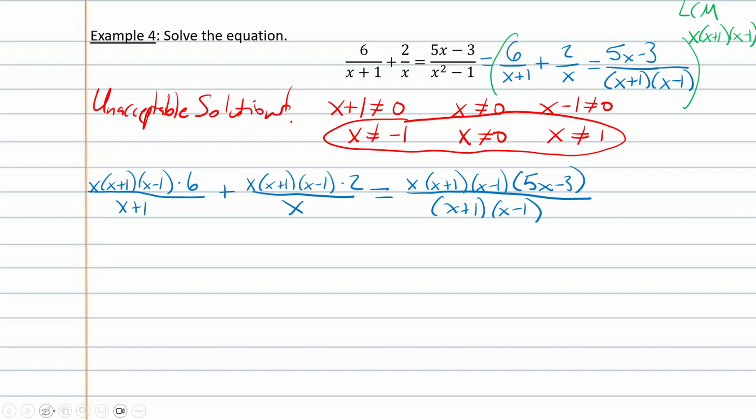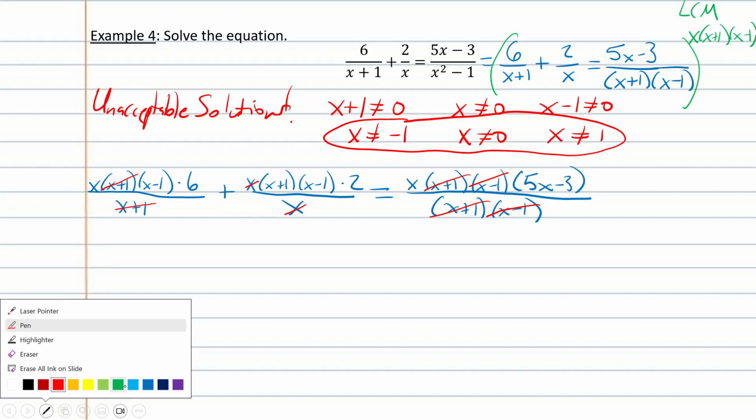Okay, now let's look and see if we have any cancellations that occur here. We ought to. The x plus 1 cancels with this x plus 1. The x cancels with this x. And the x plus 1 cancels here. And the x minus 1 cancels here. So let's work on simplifying.